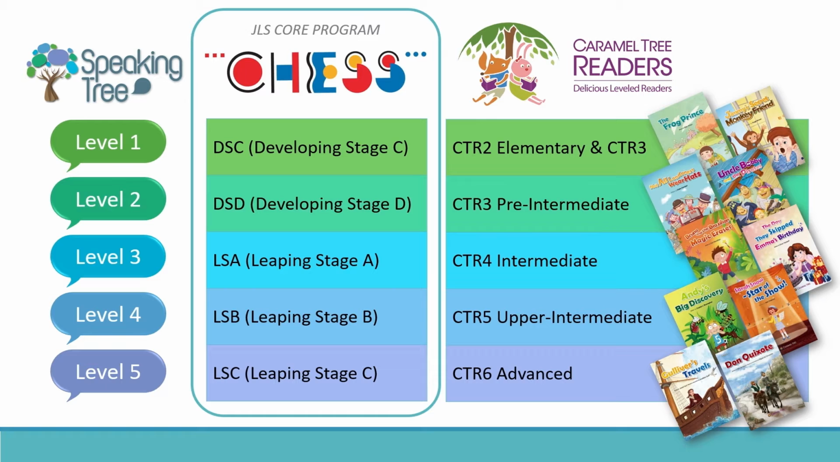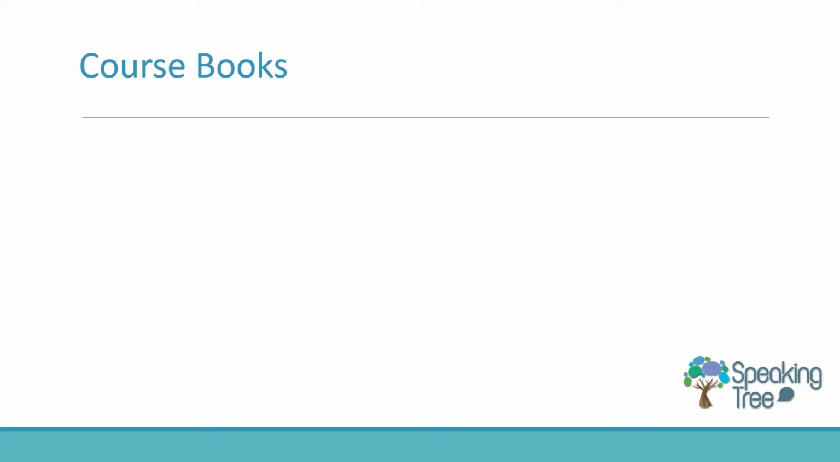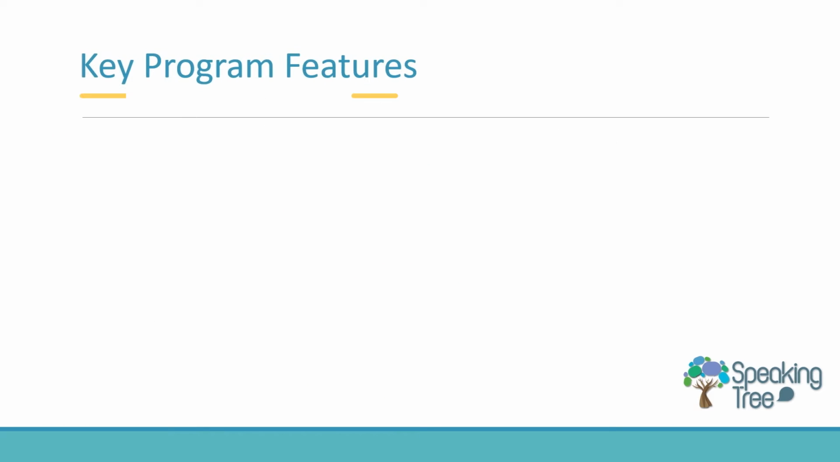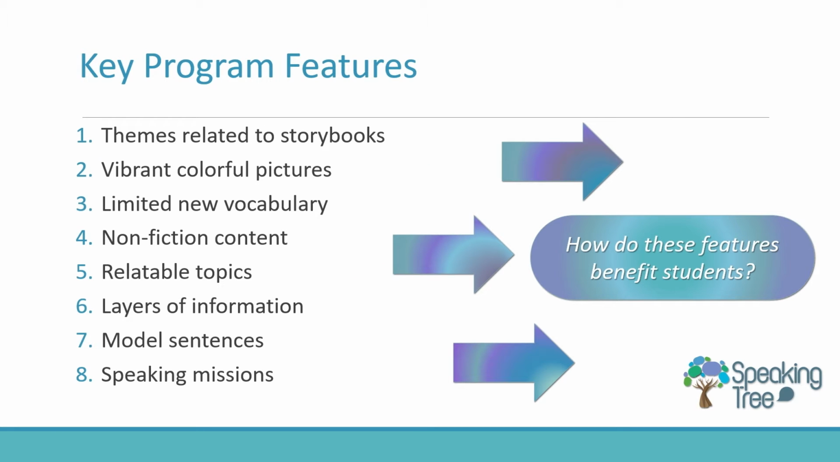It is important for you to know the materials that your students cover in their core JLS program, especially the storybooks from which the themes for Speaking Tree are drawn. For example, in LSA Unit 1, students read the storybook titled The Queen and Mr. Cunningham, in which the main character, Liam, faces a dilemma when he must give up his beloved pet cat, Queen Scruffabella. So, in Speaking Tree, students can talk about cats and then expand to other types of pets, including unusual pets. The program has several key features as seen here.